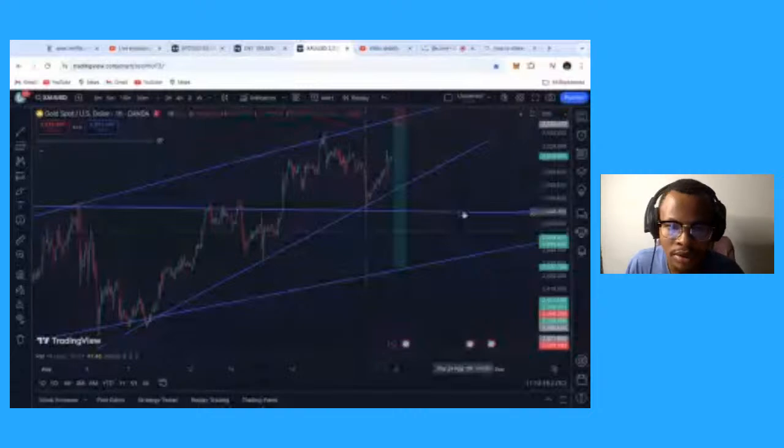Let's go down to 4 hours and look at it very well. Okay, this is good. As you guys can see, most times I trade the trend line. I trade a good trend line.